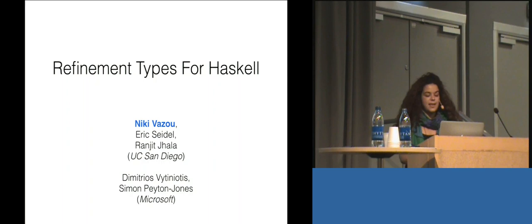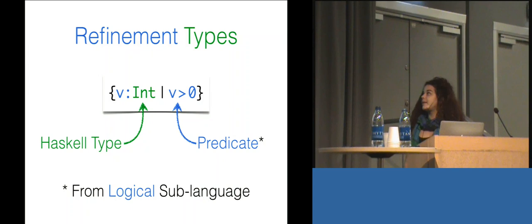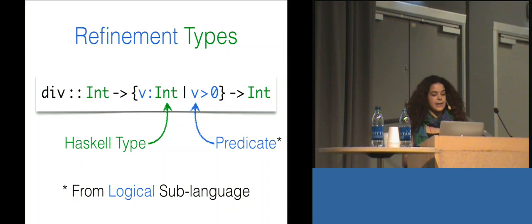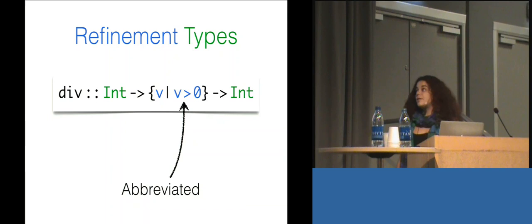So a refinement type is just a Haskell type refined with a predicate drawn from a logical sublanguage. For example, this refinement type describes values v that are integers, and the refinement constrains these values to be greater than zero. We can use refinement types to give functions preconditions. For example, here we refine the type of the divisor operator and constrain the second argument to be always greater than zero. Now, in the rest of the talk, I'm going to abbreviate refinement types and just keep the basic type when it's clear from the context.